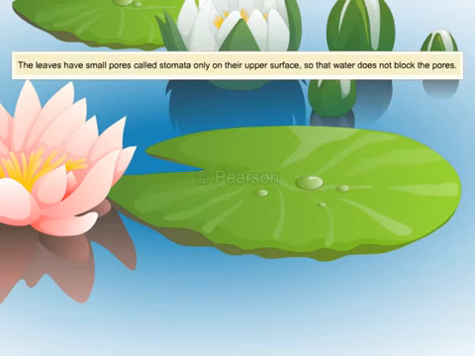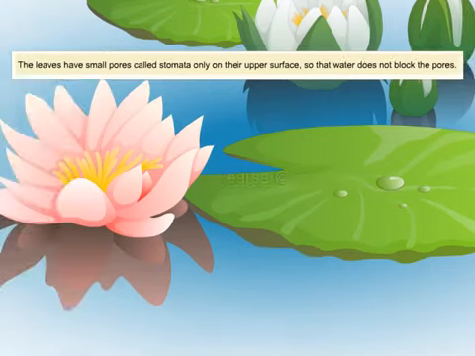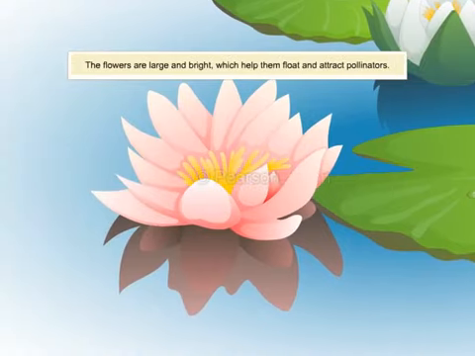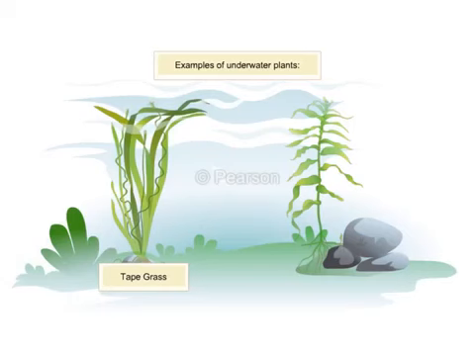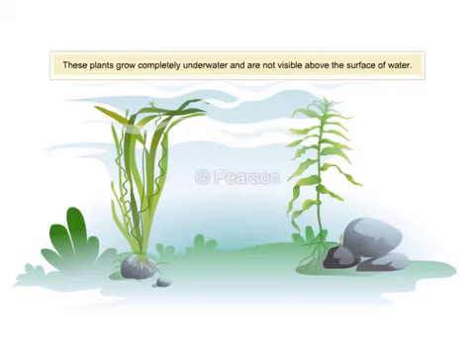The leaves have small pores called stomata only on their upper surface, so that water does not block the pores. The flowers are large and bright, which help them float and attract pollinators, respectively. The tape grass and pondweed are examples of underwater plants. These plants grow completely underwater and are not visible above the surface of water.